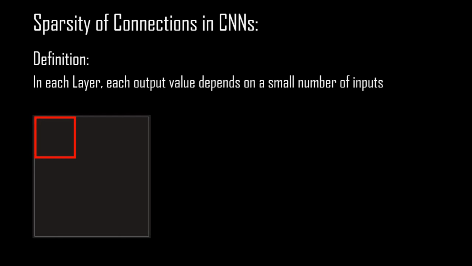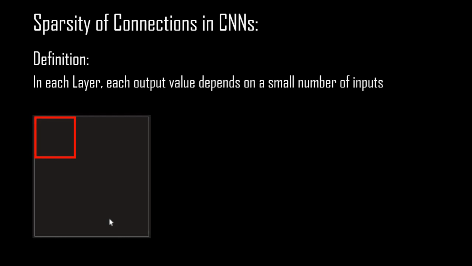Okay, now let's talk about the sparsity of connection, something that we know is the reason for the success of CNNs. By definition, we could say in each layer, each output value depends on a small number of inputs. So it means that when a kernel is on an image, the weights from the kernel get multiplied by the pixel values, and the output of that only relates to pixels under this kernel. So it's not related to the pixels here.